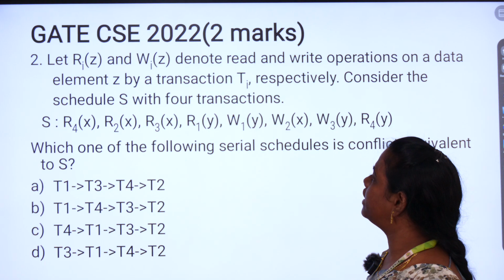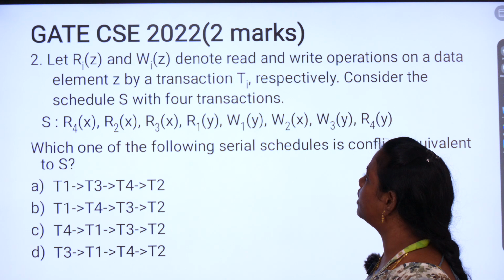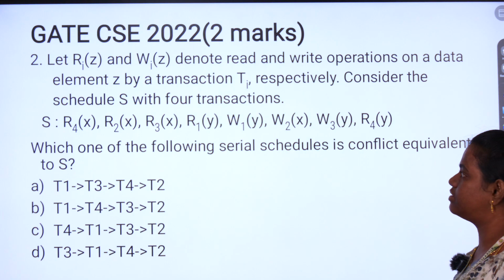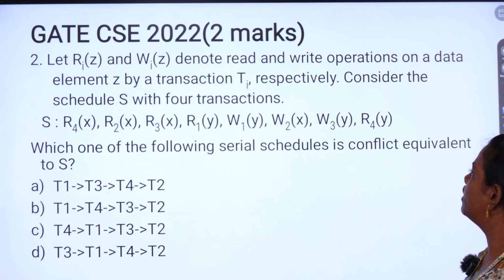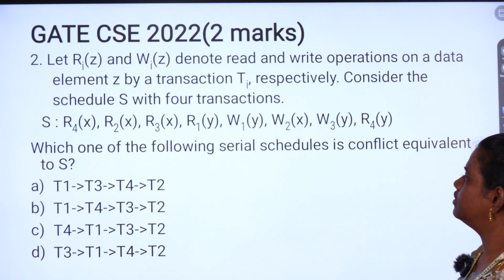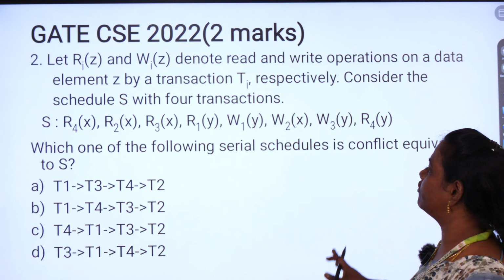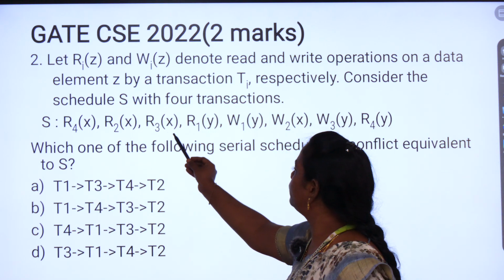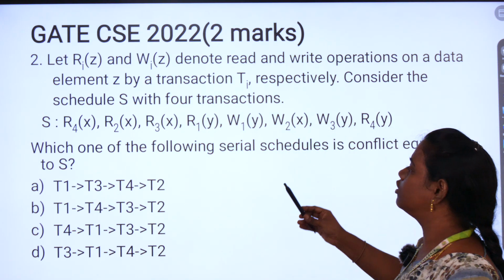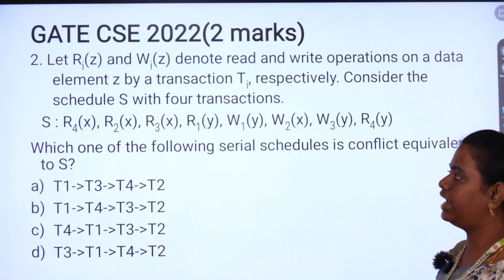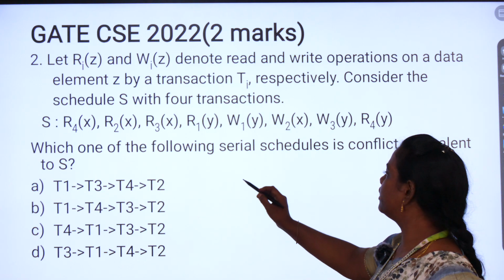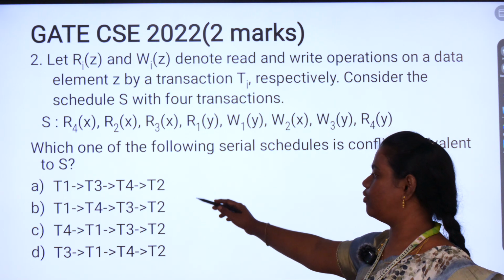Your question is, let Ri of Z and Wi of Z denote read and write operation on a data element Z by a transaction Ti respectively. Consider the schedule with 4 transactions. Here in this schedule they have given 4 transactions and the number of operations is 1, 2, 3, 4, 5, 6, 7, 8. Total number of operations in this schedule is 8. The transactions involved here are 4. Now we need to find whether the given schedule is conflict equivalent or not.